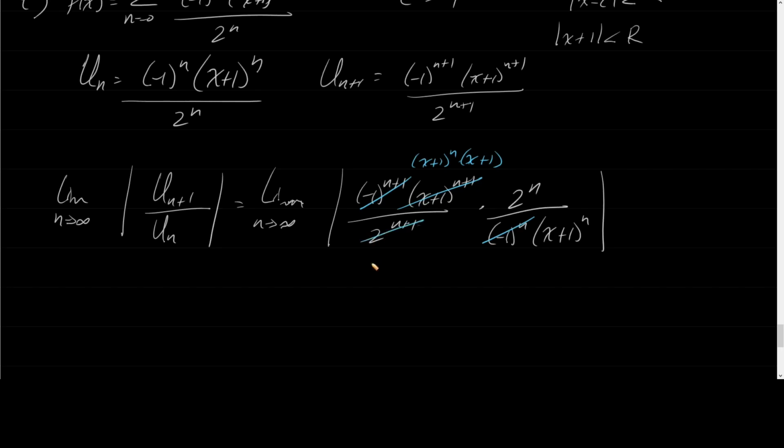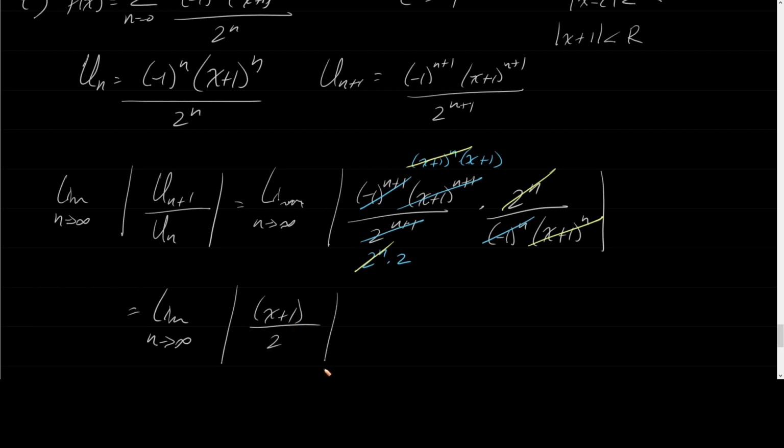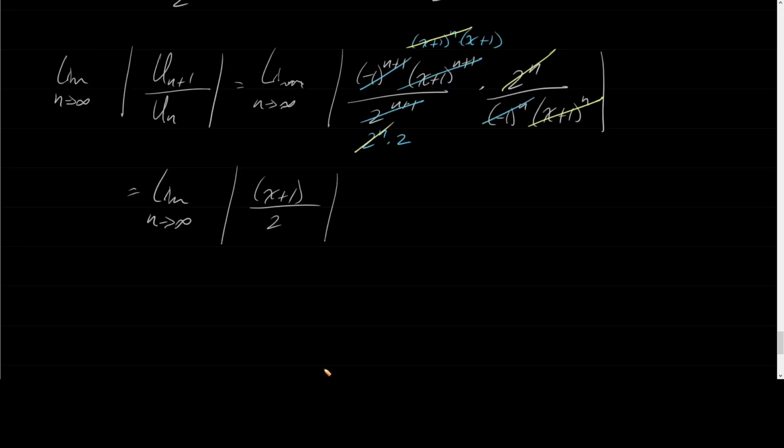Cool. This 2 to the n plus 1, that's 2 to the n times 2. And now what cancels out? x plus 1 to the n with x plus 1 to the n. 2 to the n with 2 to the n. And what do we get now? Well, we get the limit as n goes to infinity. Well, what do we have left? x plus 1 over this 2. Can't forget that 2. Over 2. Right? And since we're taking the limit as n goes to infinity, there's no more n's here, so we can just say this is simply the absolute value of x plus 1 over 2.